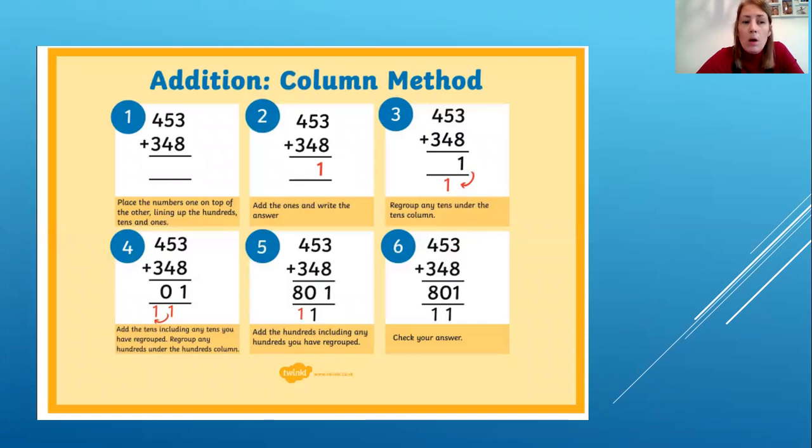Also got a column method sheet for addition. And again, you can pause the video and read through this and remind yourself how to do it. It's all things we've done in school. There's nothing new there.